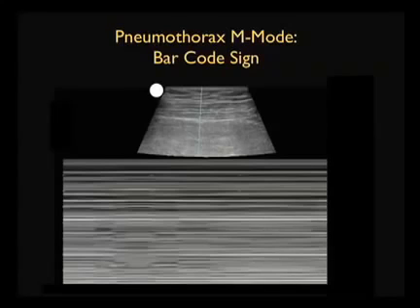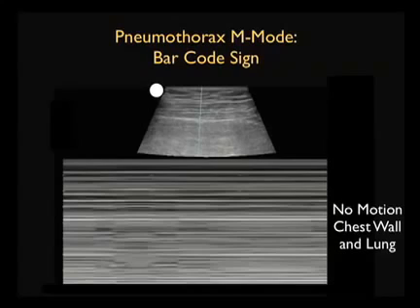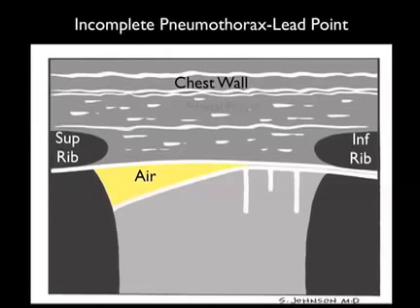To document the absence of lung sliding and the presence of a pneumothorax, we'll again turn to M mode. If we put the M mode cursor down on the pleura, what we'll see is a set of linear repeating lines. This documents no motion of both the chest wall and of the lung, making up a finding known as the barcode sign. Here's a pictorial showing an interesting finding, the signature of an incomplete pneumothorax known as lead point.